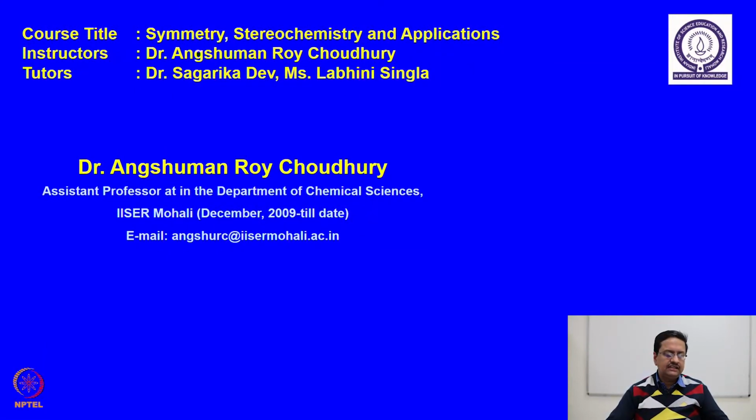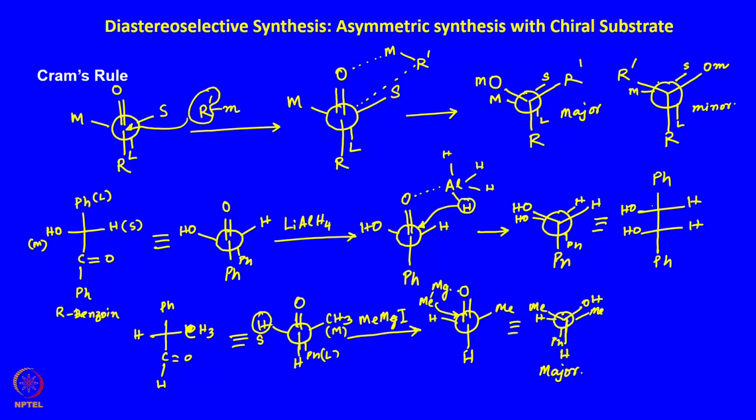Welcome back to the course entitled Symmetry, Stereochemistry and Applications. In the previous lecture, we were discussing Cram's rule and how it can be utilized to identify which diastereomeric product will be formed as a major product and which as a minor product in carbonyl addition reactions. We discussed two examples in the last class.